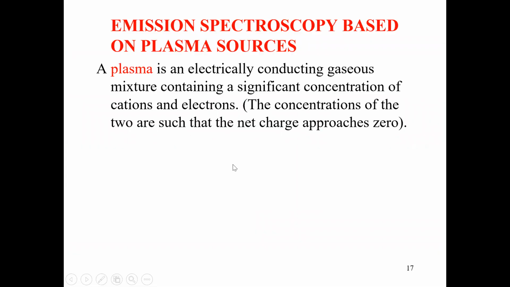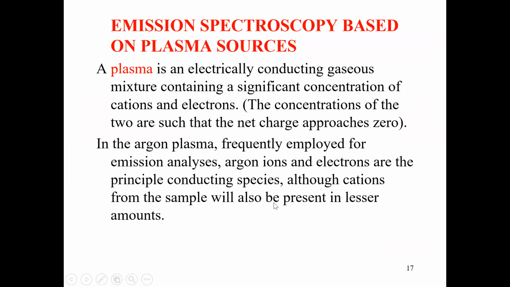So we have talked about the plasma, and I will not repeat myself there. The plasma contains significant concentrations. The argon plasma is frequently employed for emission analysis, and the argon ions and electrons are the principal conducting species. That's what the plasma is. Although cations from the sample will also be present, the two that are important are the argon cations and the electrons. That's what normally we analyze.